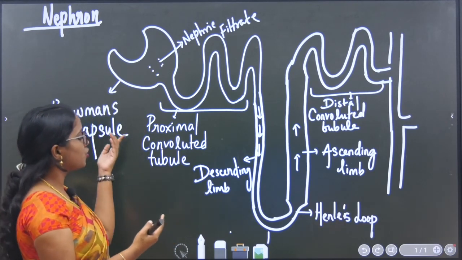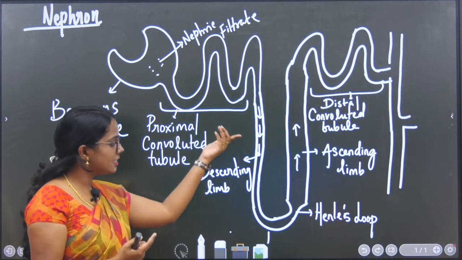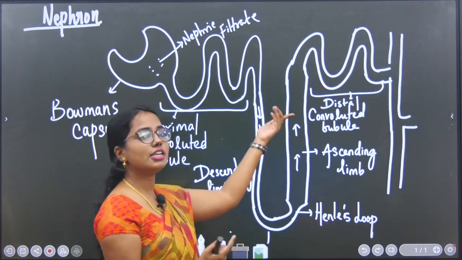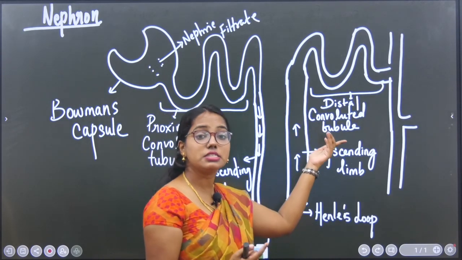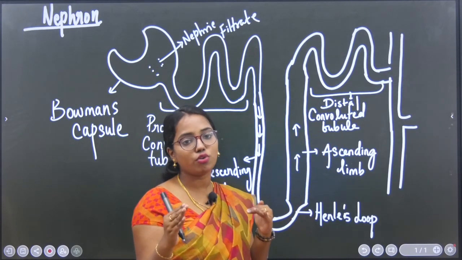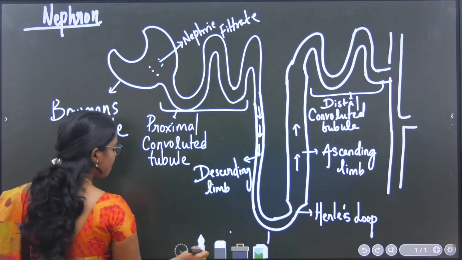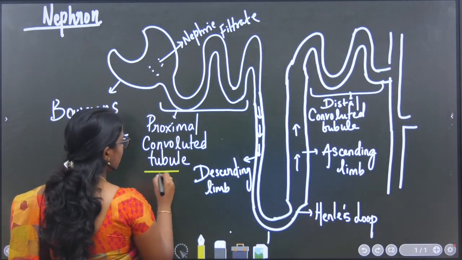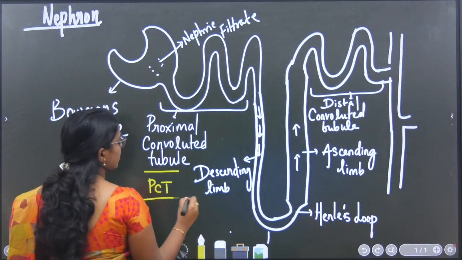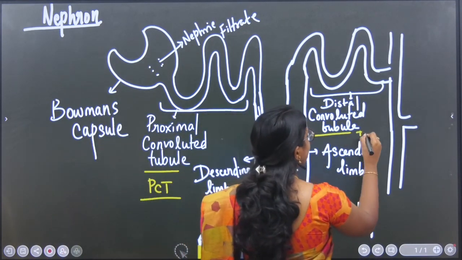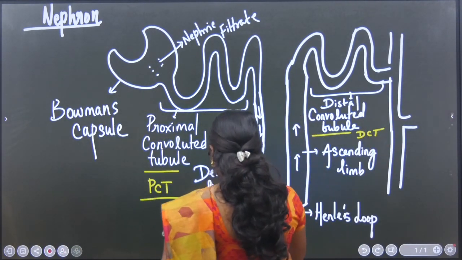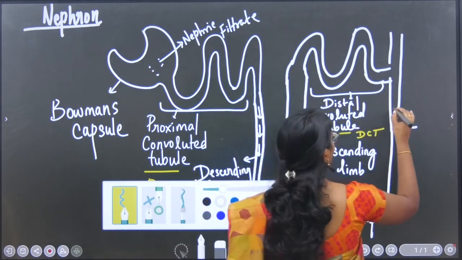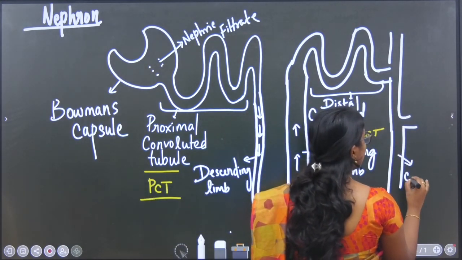So, Bowman's capsule, proximal convoluted tubule, descending limb of Henle's loop, and the ascending limb of Henle's loop, and this is called distal convoluted tubule. Shortly, we can call it as DCT. This is shortly called as PCT, and this one is shortly called as DCT. Next, the next structure, this one is called collecting duct.